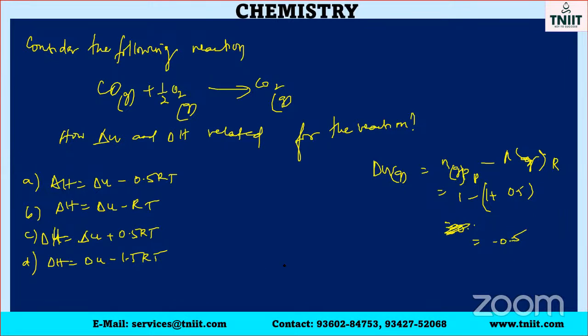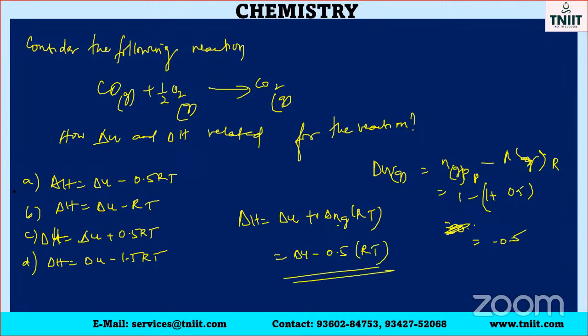So how is it related now? Delta H will be equal to delta U plus delta NG RT. This is the formula. Since delta NG is minus 0.5, it can be written as delta U minus 0.5 RT. So therefore, the answer is option A, the first option. So remember, delta N is only with respect to gaseous molecules. It is not with respect to liquids or solids.